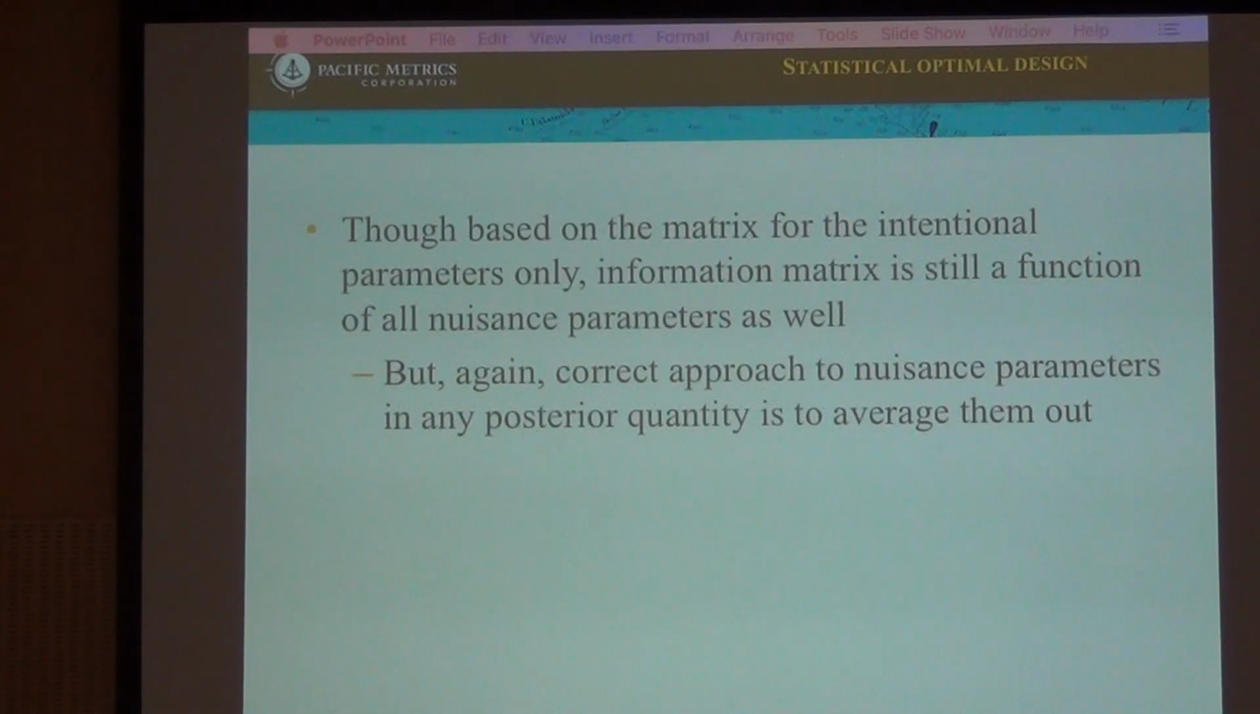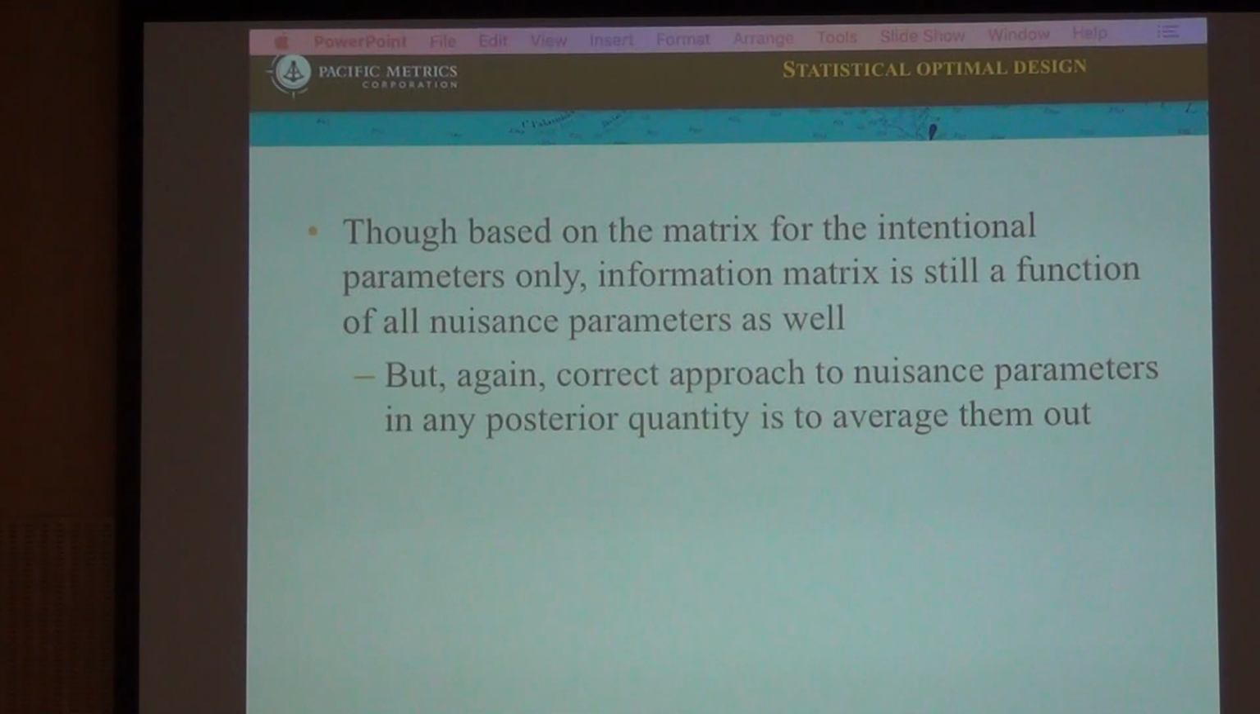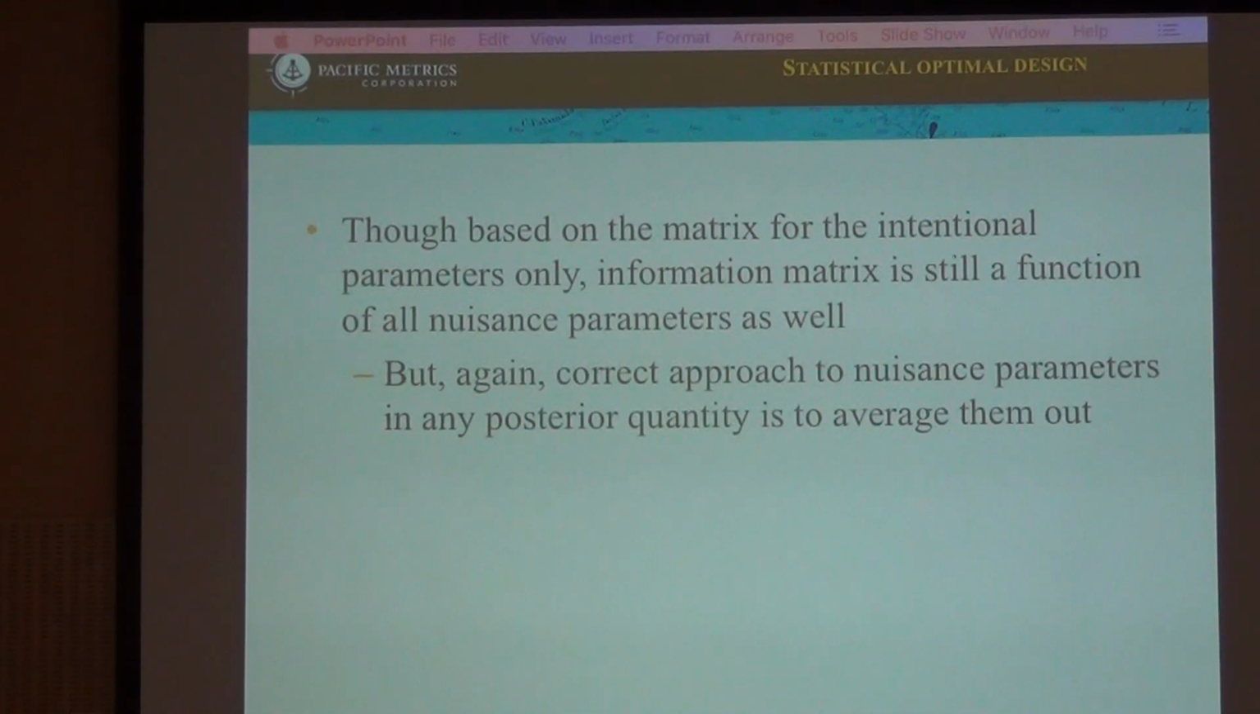The information matrix for the intentional parameters is, of course, a function of the intentional parameters, but also a function of all the nuisance parameters. It's just a matter of focus. The other parameters are still there. They play a role. But you can just, in the Bayesian tradition, average them out. So you allow for the uncertainty you have by averaging them out. And that's all you have to do. And that's simple because you have a sample of all these parameters in our system.